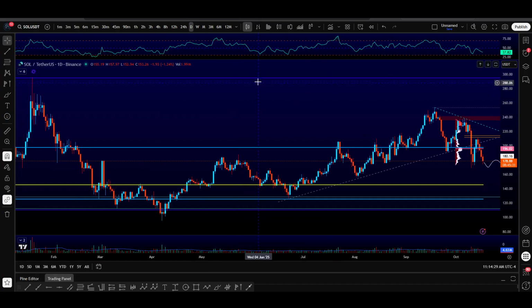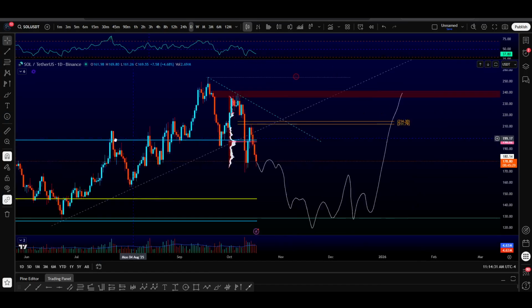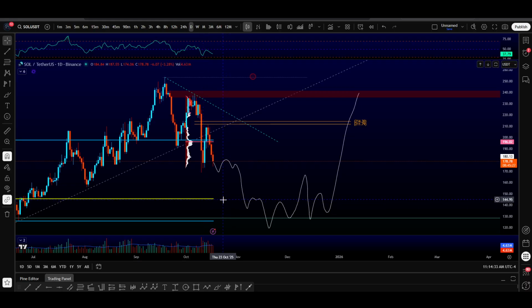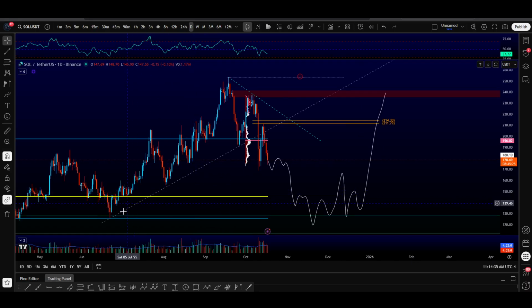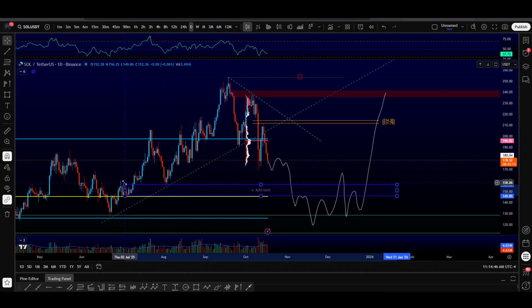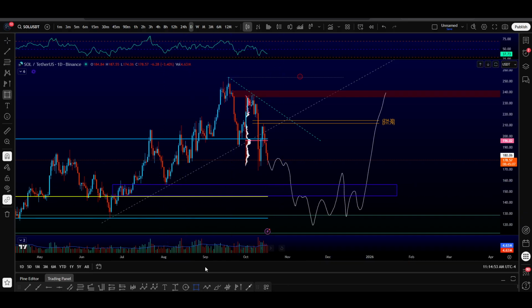So the move to the downside seems to be aiming for this $145 mark price, which also lines up with a couple important areas, right? So this is clearly going to be a demand zone, right? This is where price reacted from before moving to the upside. So there's going to be some liquidity in this area here for sure, right?